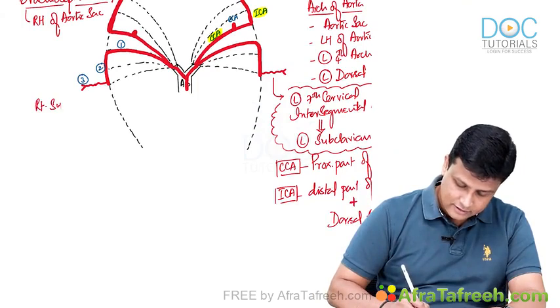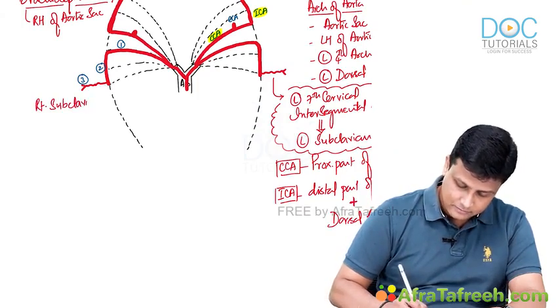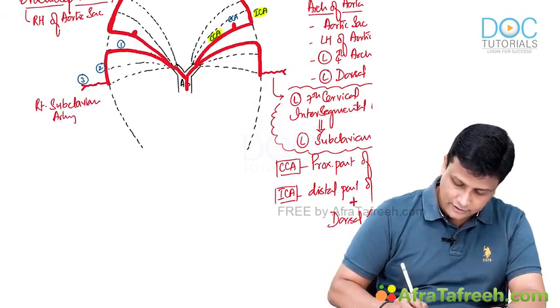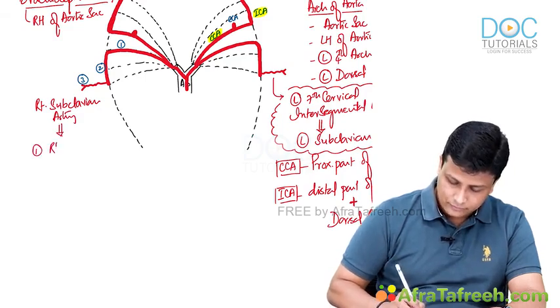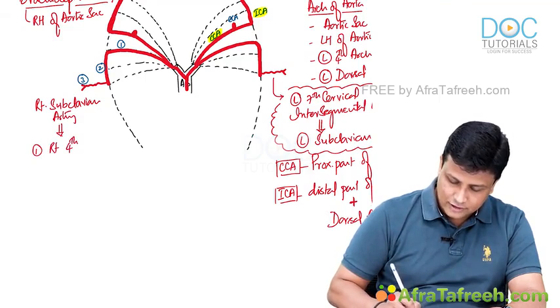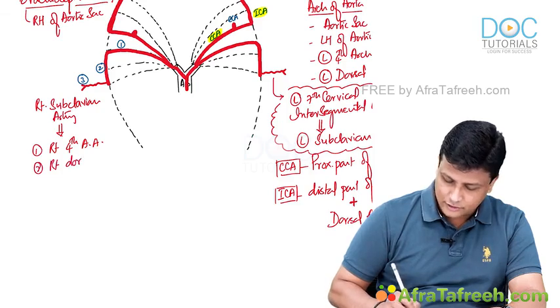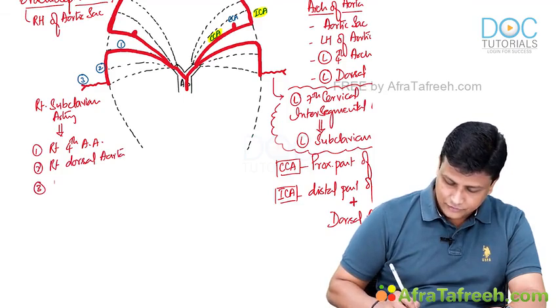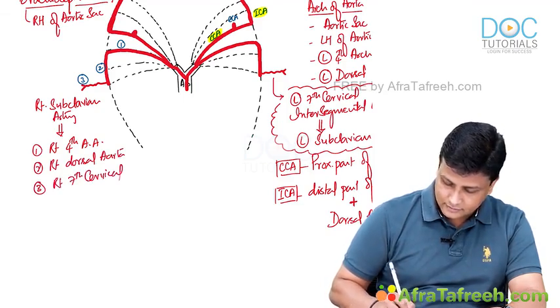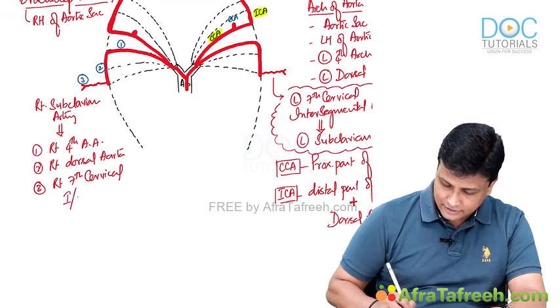So the right subclavian artery is derived from three sources. Let me write them down with the same numbers here. Number one, it is the right fourth arch artery. Number two is actually the right dorsal aorta. And number three, there is the right seventh cervical intersegmental artery.